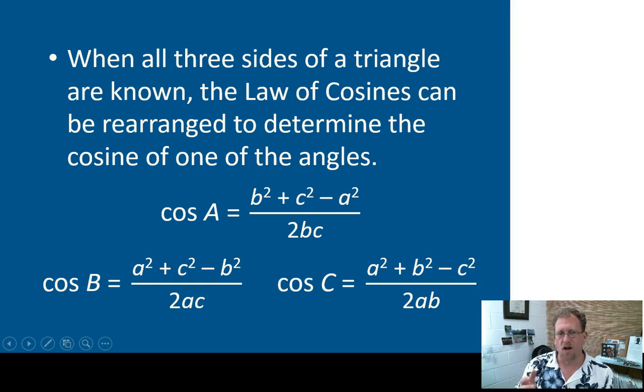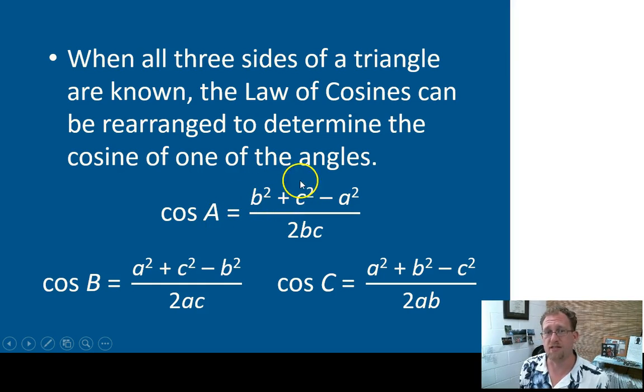The law of cosines can also be used to find any angle measure if you know all three sides. So if I want to know the angle measure of A, I can rearrange the law of cosines to solve for the cosine of A, and leave everything else piled up on the other side, and I can figure out what the cosine of A is. So cosine of A is b squared plus c squared minus a squared divided by 2bc. So again, here's the pattern.